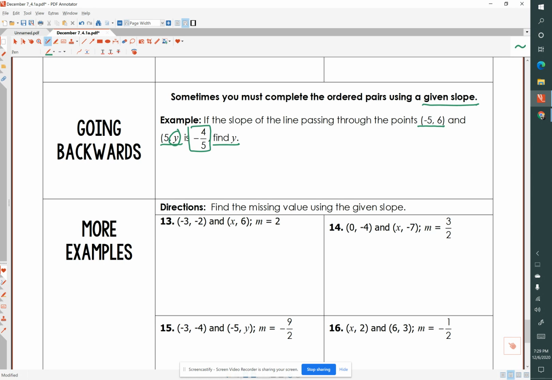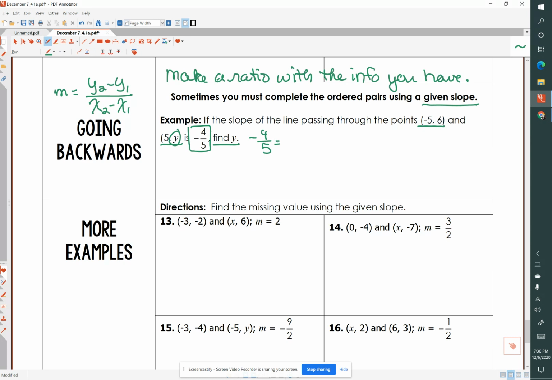Okay, so we already know the slope. So think of this as a ratio. Make a ratio with the information you have. So that would be, remember, m equals y2 minus y1 divided by x2 minus x1. So what's our m? We have our m here, negative 4/5.